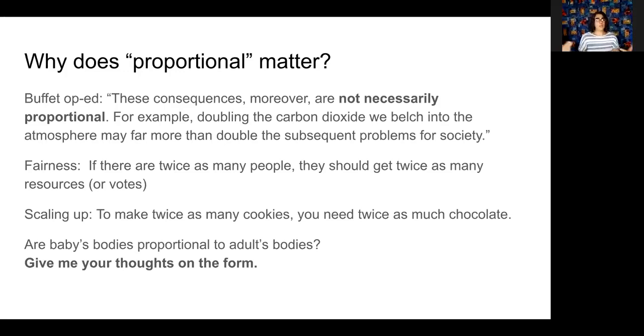Proportional also lines up with what we're thinking about when we're talking about making things larger or making things smaller. If you want to scale something up, you have to keep all of its ratios or sizes in proportion for it to look or seem the same. If you're baking and you want to make twice as many cookies, you have to use twice as much sugar and twice as much chocolate and twice as many eggs, or else they're not going to taste right.